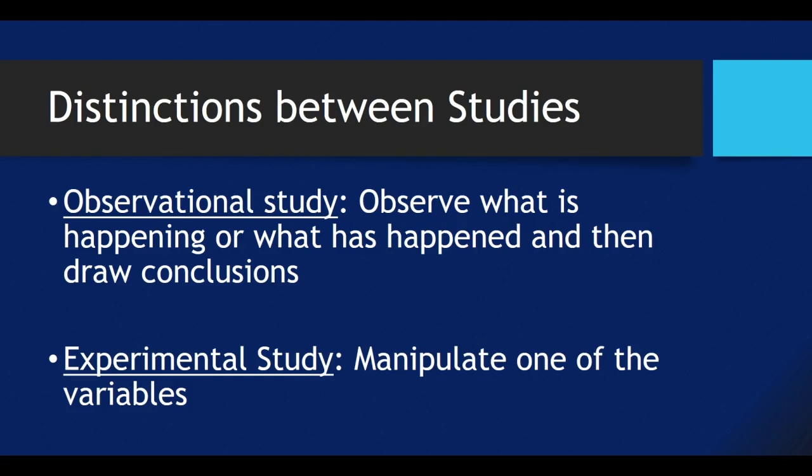All right, so enough about sampling. Now we're going to look at a distinction between studies. Two different types of studies here. First off is the observational study, and secondly, the experimental study. The root words there tell you almost everything you need to know. In an observational study, you observe what's happening and then draw conclusions from that. An experimental study is one where I am actively experimenting. I'm actively manipulating one of the variables.